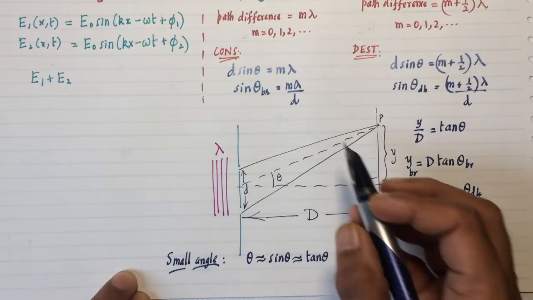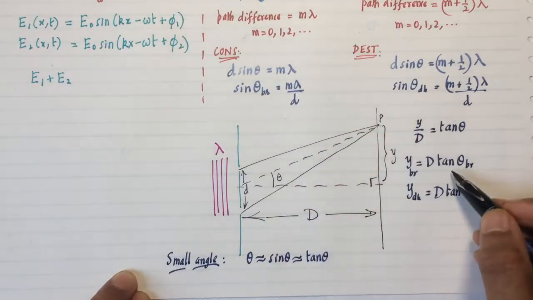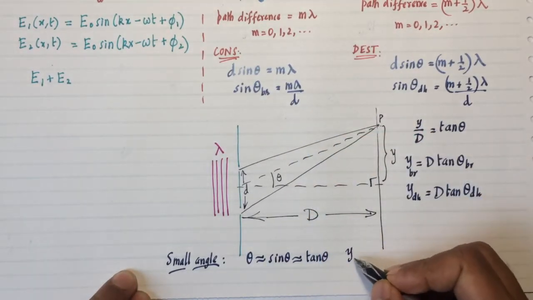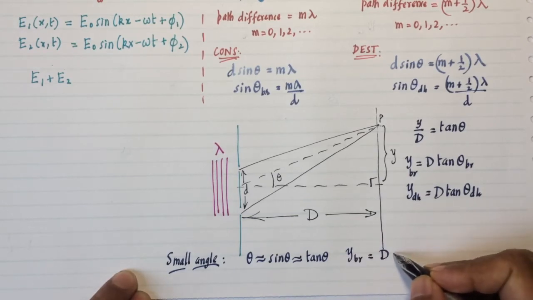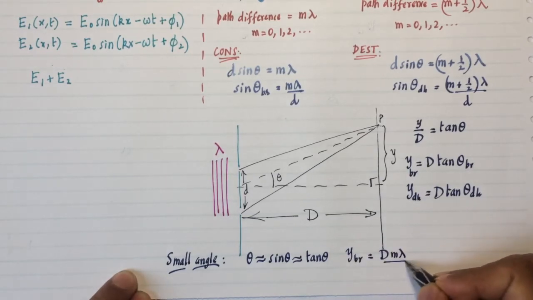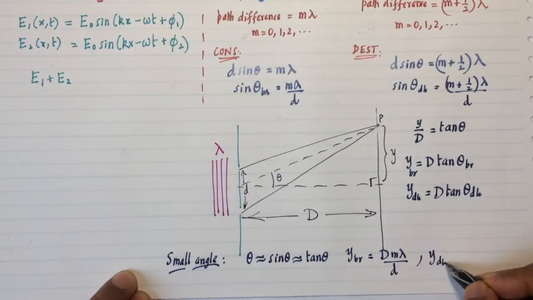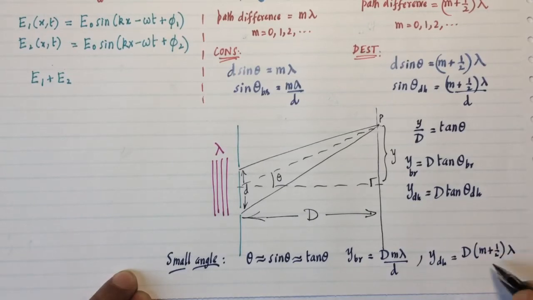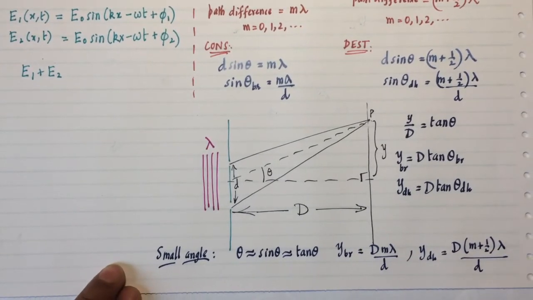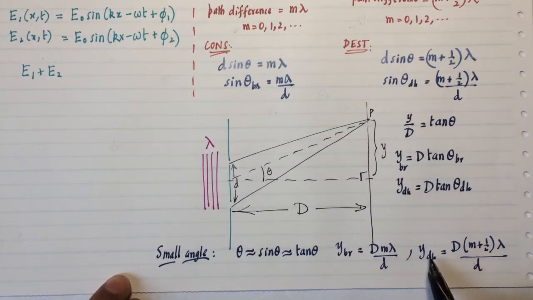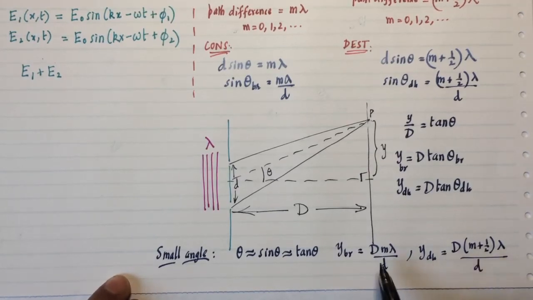It's a very good approximation. So then I can simply write theta equals m lambda over d, and here also I can write theta, and so I get y bright equals D m lambda over d, and y dark equals D (m plus a half) lambda over d. Now I can actually show that between two bright fringes there's exactly one dark fringe halfway between. So the linearity is achieved when you remove all the non-linearity. That's not a great surprise.